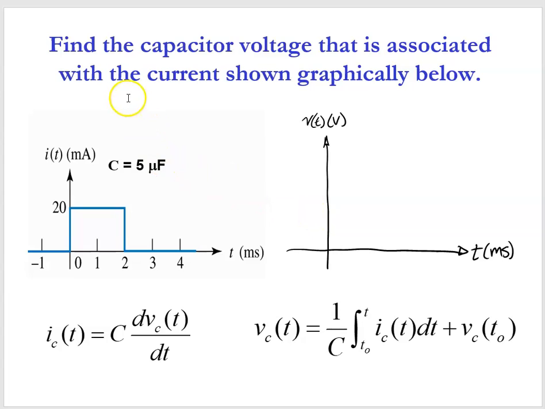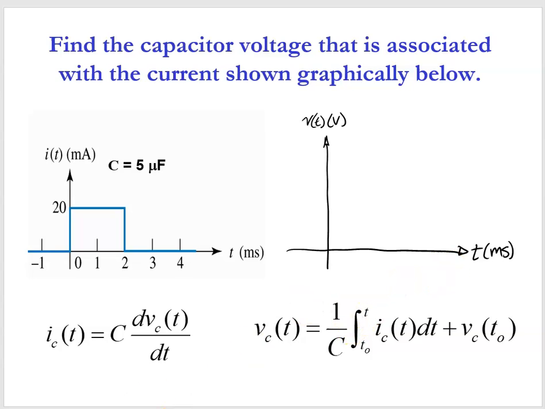If we wanted to, for example, find the capacitor voltage that's associated with the current graphically shown here, we want to create a graph of that. What we have to evaluate then is that the voltage is equal to the integral of I dt. When we're talking about an integral, we're talking about the area under the curve.